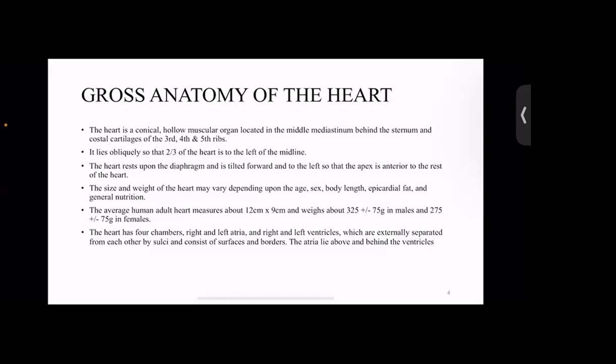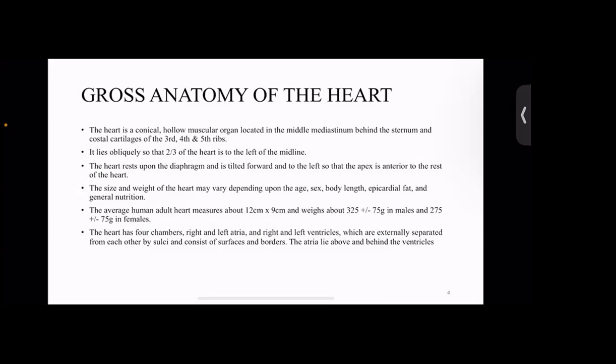The heart is a conical, hollow muscular organ that is located in the middle mediastinum. I hope I can be heard. Yes, you can be heard. Okay. It lies behind the sternum and the costal cartilages of the third, fourth and fifth ribs, and it lies obliquely, so that two-thirds of the heart is to the left of the midline. The heart rests upon the diaphragm and is tilted forward and to the left, so that the apex is anterior to the rest of the heart.